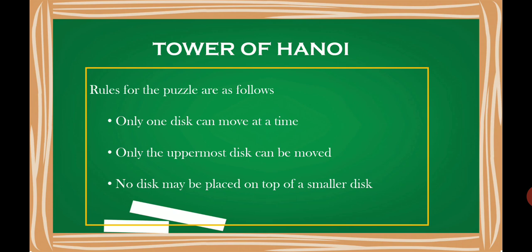Let me first explain the rules of this puzzle. You can move only one disc at a time. Second rule is only the uppermost disc can be moved. Third rule is no disc may be placed on top of a smaller disc. So I hope you are clear with the 3 rules.